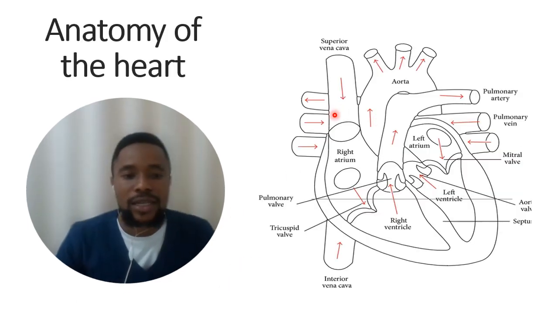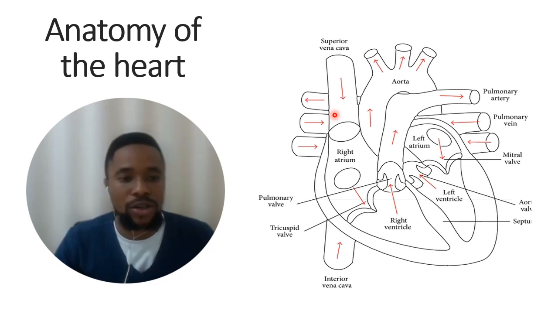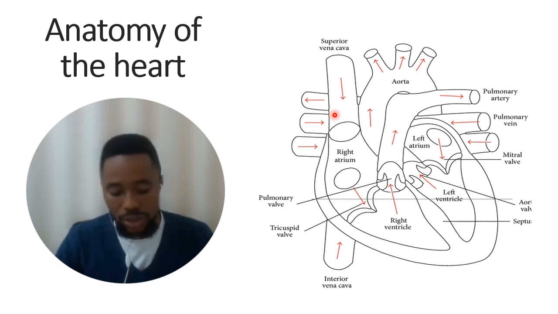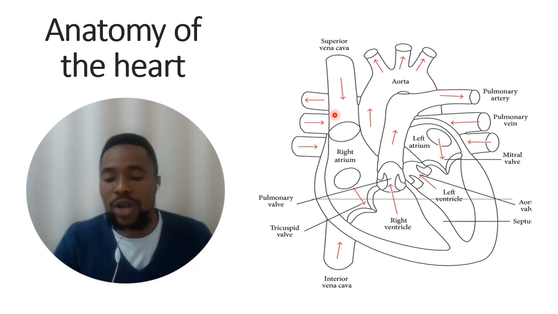So the first thing I'm going to be talking about is the anatomy of the heart. We all know that the heart is a muscular organ. We have smooth muscles, the muscles of your stomach, your intestine, and all. Then we have skeletal muscle, your bicep, your tricep, and we have cardiac muscle as well. So the heart is a muscular organ that pumps blood.